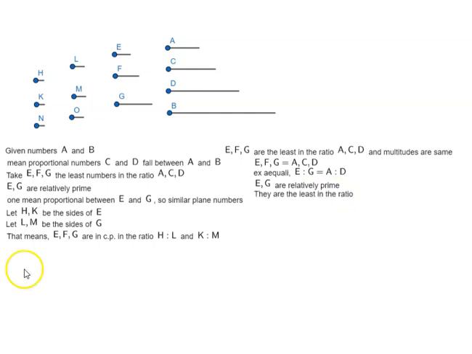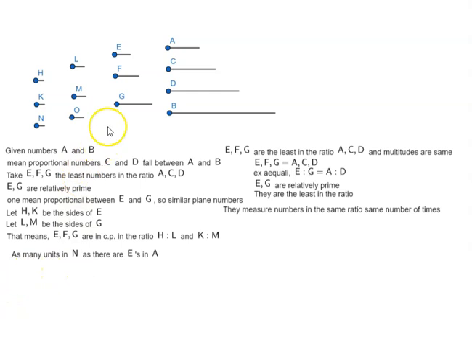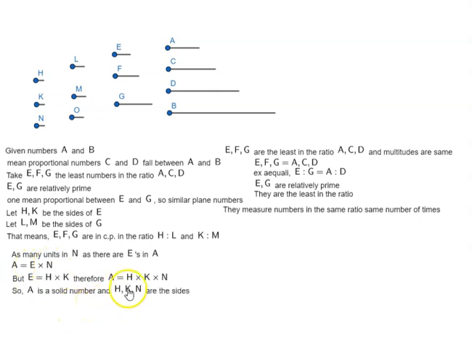That means they are the least in the ratio and they measure numbers in the same ratio, the same number of times. Now, let as many units in N as there are E's in A. So which means A is equal to N times E. But E is equal to H times K. Therefore, A is equal to H times K times N, which means A is a solid number because it's a product of three numbers. And H, K, N are the sides. Okay, so we have shown that A is a solid number.